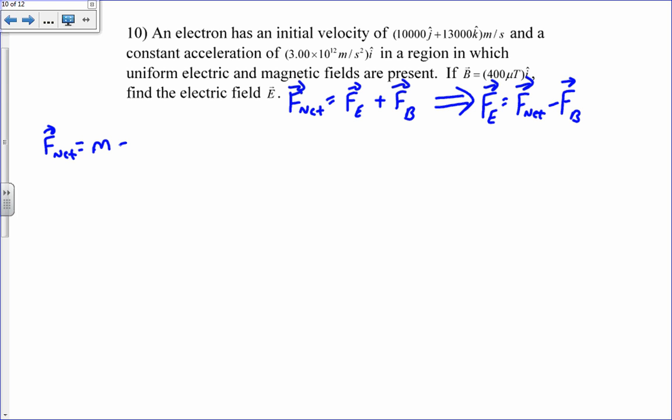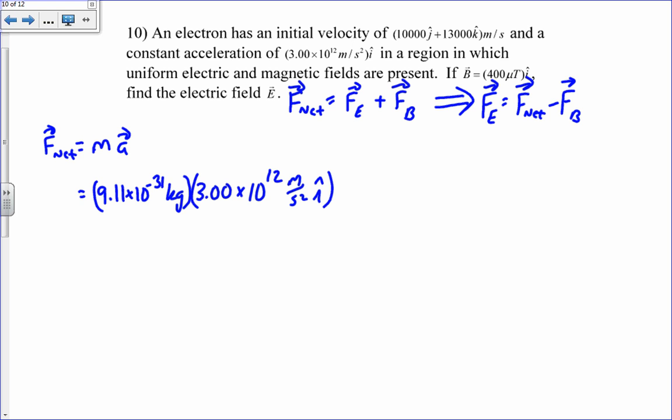The net force is just the mass times the acceleration. This is going to be 9.11 times 10 to the minus 31 kilograms, the mass of an electron, times the acceleration, which is given, and it's in the I direction. Be very careful to keep all of our I's, J's, and K's accounted for. That gives me 2.7 times 10 to the minus 18 in the I direction, measured in newtons. So that's my F net.